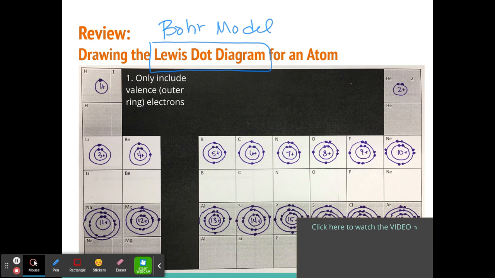So for example, if we're going to draw the Lewis dot diagram for lithium, we'll take a look at the Bohr model for lithium right here. Lithium has 3 total electrons, but when we draw the Lewis dot diagram for lithium, we're only going to include that 1 electron that's in its outermost ring, like that. So notice, here's the Lewis dot diagram for lithium, and instead of including all 3 electrons, it only includes that 1 electron in the outermost ring.